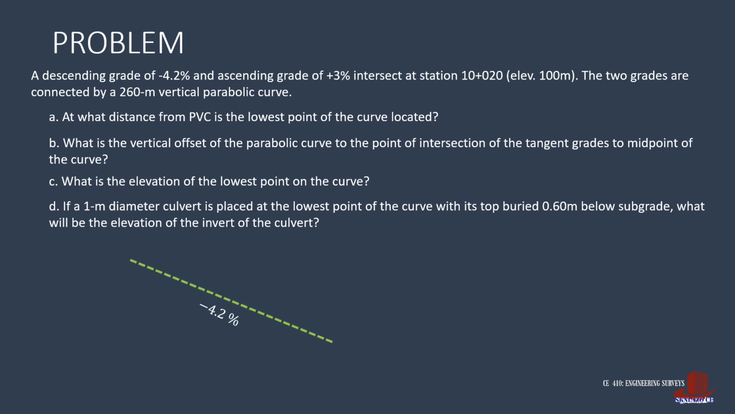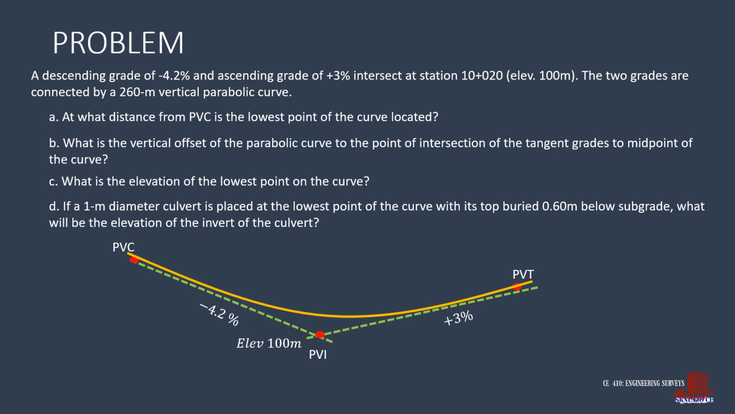The first tangent is descending at a grade of 4.2%. Then the forward tangent goes up by 3%. Apart from this data, the details of PVI were also provided, stating that its elevation is 100 meters, and it is stationed at 10 plus 020.